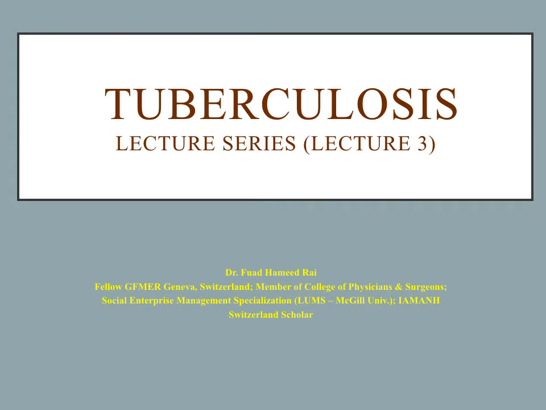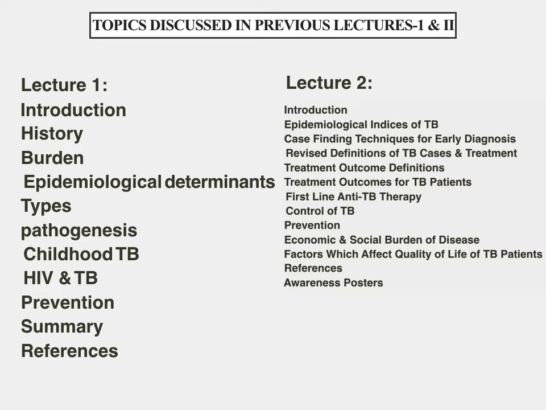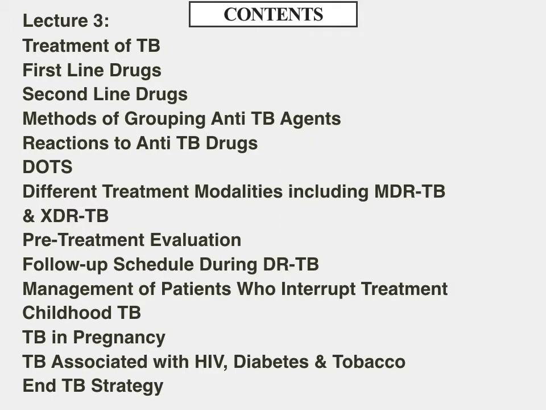In the previous sessions, as you can see in the slide, we discussed lecture 1 and the different things related to tuberculosis in lecture 2. These are the things which we'll be discussing today, which include treatment of TB, first-line drugs, second-line drugs, methods of grouping anti-TB agents, reactions to anti-TB drugs, directly observed treatment, short course, and different treatment modalities, including MDR-TB, which is multi-drug resistant TB, and extensively drug-resistant TB.